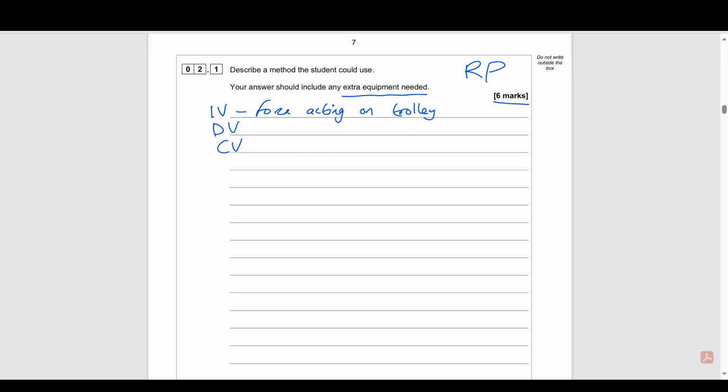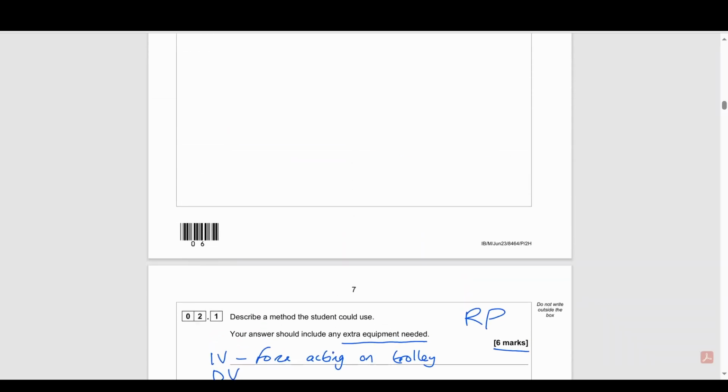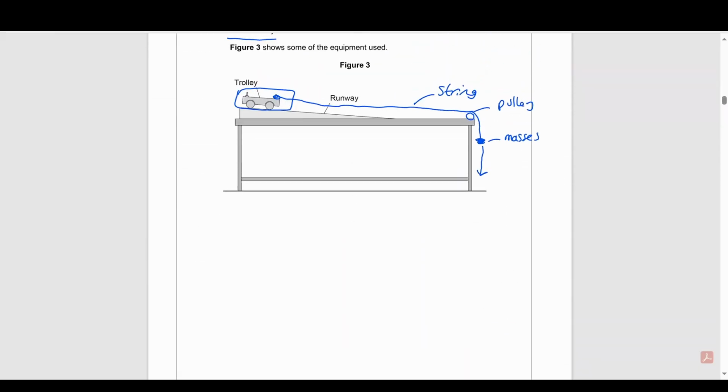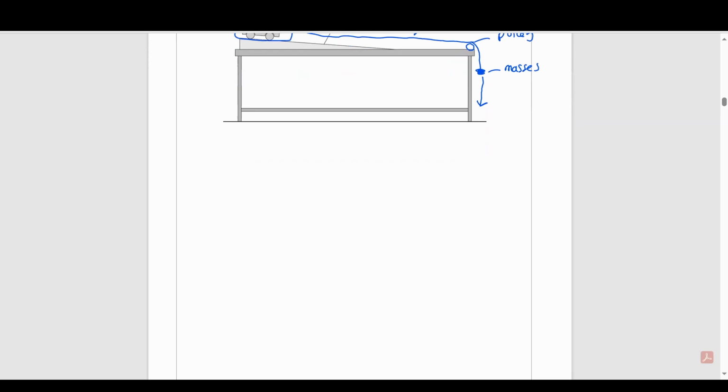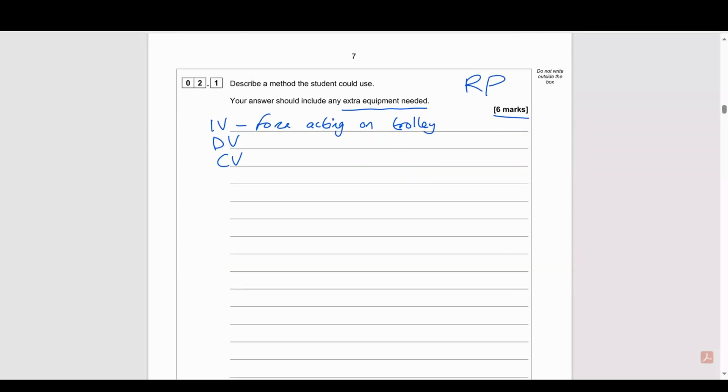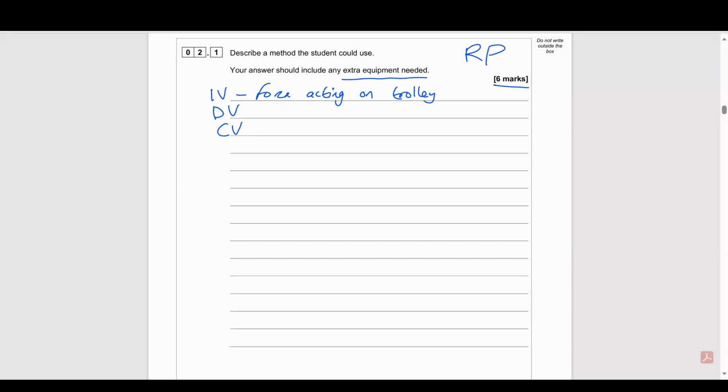Now, for our dependent variable, what we're going to measure, well, we want to measure the acceleration. But we don't have a piece of equipment that will allow us to measure the acceleration. But we have calculations and equations that can help us to calculate the acceleration. Now the easy things that we can measure in an experiment will be the time and distance.